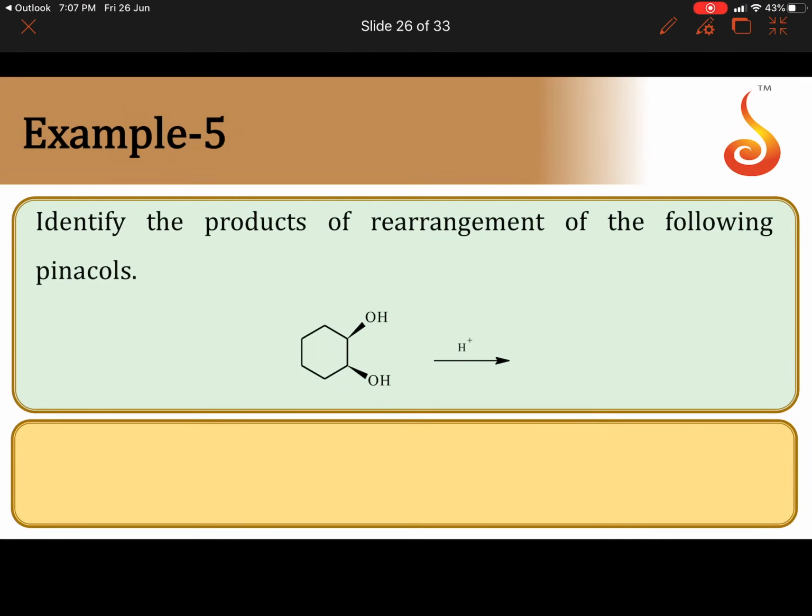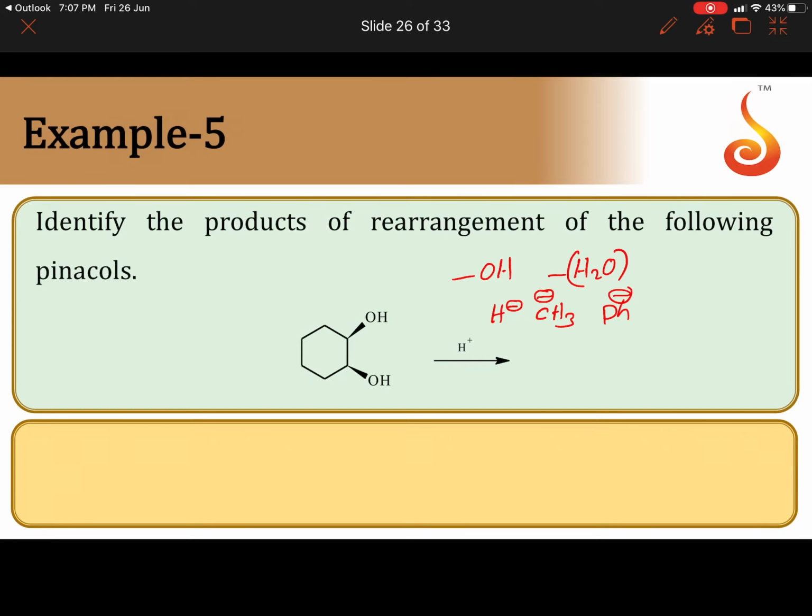Identify the products of rearrangement of the following pinacols. Here, cyclic vicinal diol, cyclohexane vicinal diol. When it is undergoing pinacol rearrangement, remember the OH group is going to be removed in the form of H2O, and the migrating group may be H minus, maybe CH3 minus, maybe phenyl. Both should be in the opposite direction.